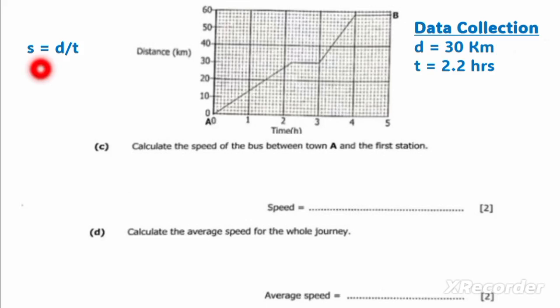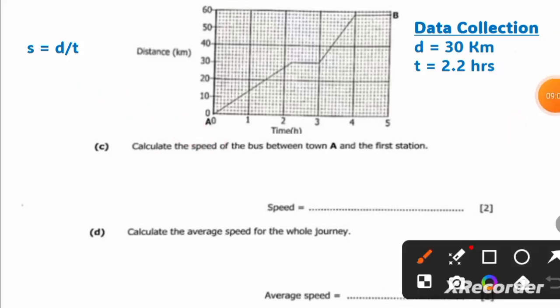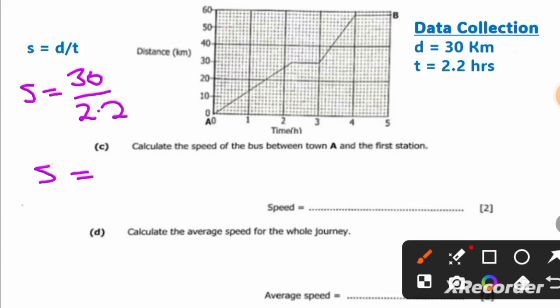Now let us devise the formula. So this is the formula that we are going to use. Speed is equal to distance divided by time. The distance is 30 kilometers over time. Time is 2.2. So we are going to say 30 divided by 2.2.